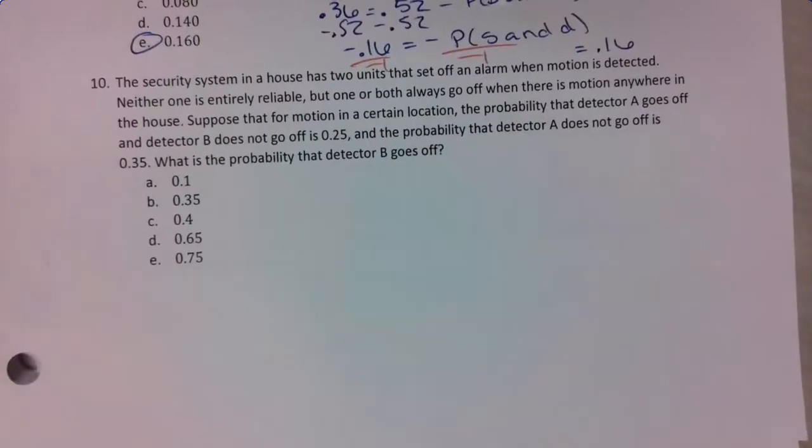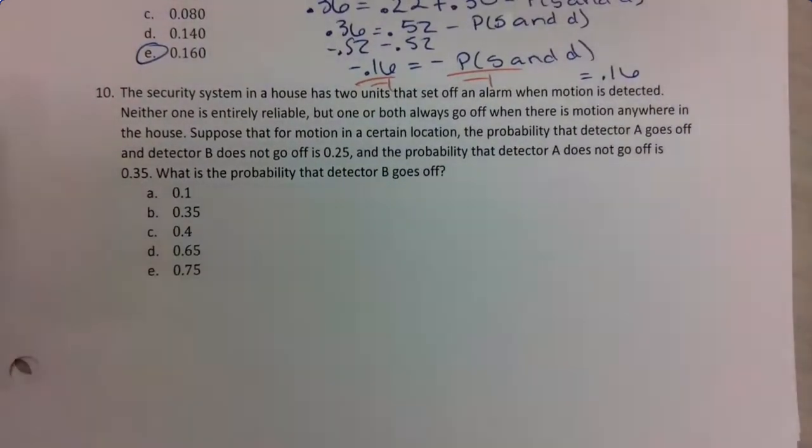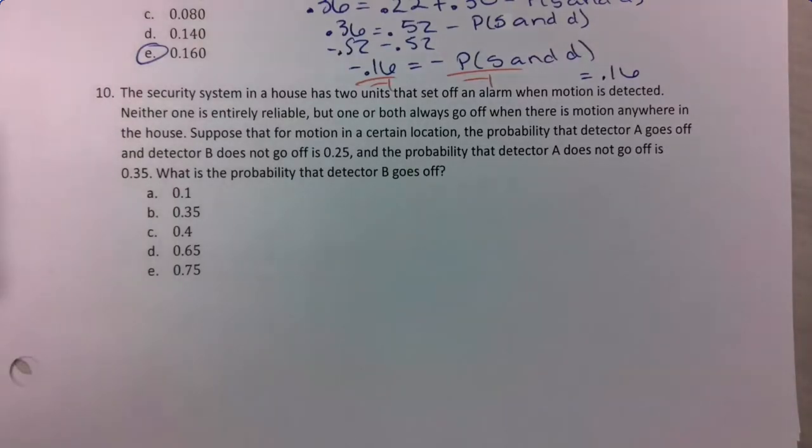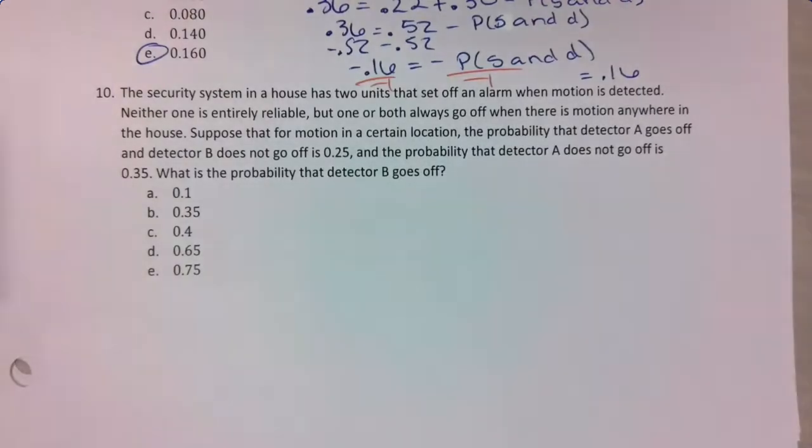Number 10 says the security system in our house has 2 units that set off an alarm when motion is detected. Neither one is entirely reliable, but one or both always go off when motion is anywhere in the house. Suppose that for motion in a certain location, the probability that detector A goes off and detector B does not go off is 0.25, and the probability that detector A does not go off is 0.35. What is the probability that detector B goes off?